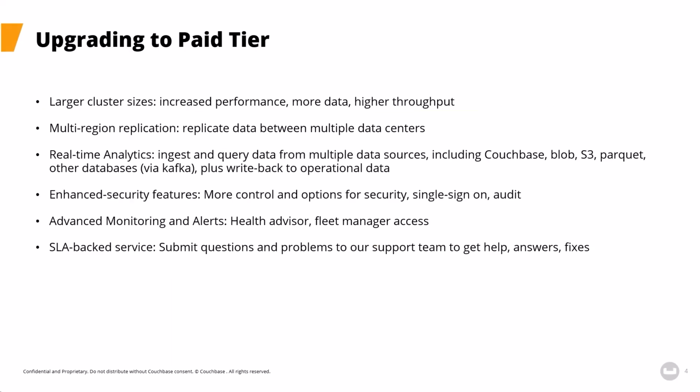Capella free tier gives you a lot of features to get started with. When you're ready to upgrade, however, a paid tier includes larger cluster sizes for increased performance, more data, higher throughput. Multi-region replication. You can replicate data between multiple data centers. Real-time analytics. You can pull in data from your operational Couchbase data along with blob storage, S3, Parquet, and other databases via Kafka to run BI and ad hoc queries for reporting, including write back to operational data.